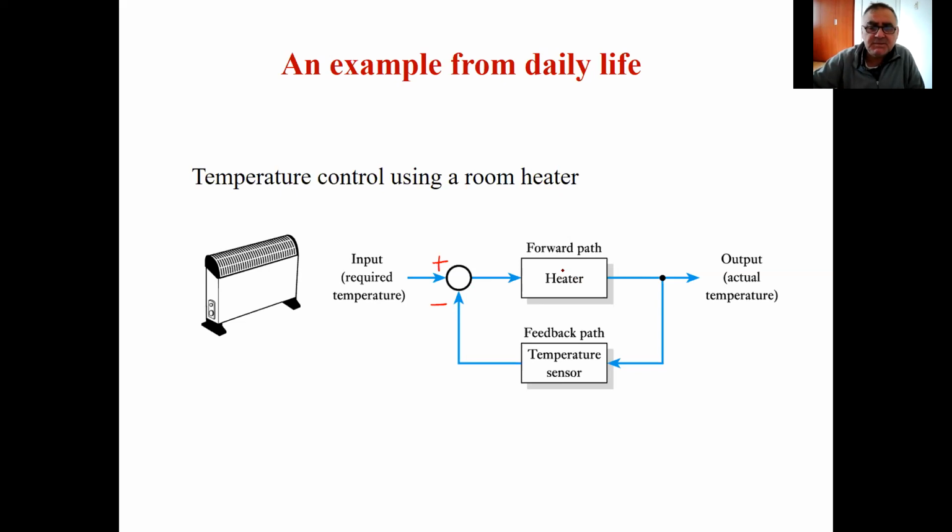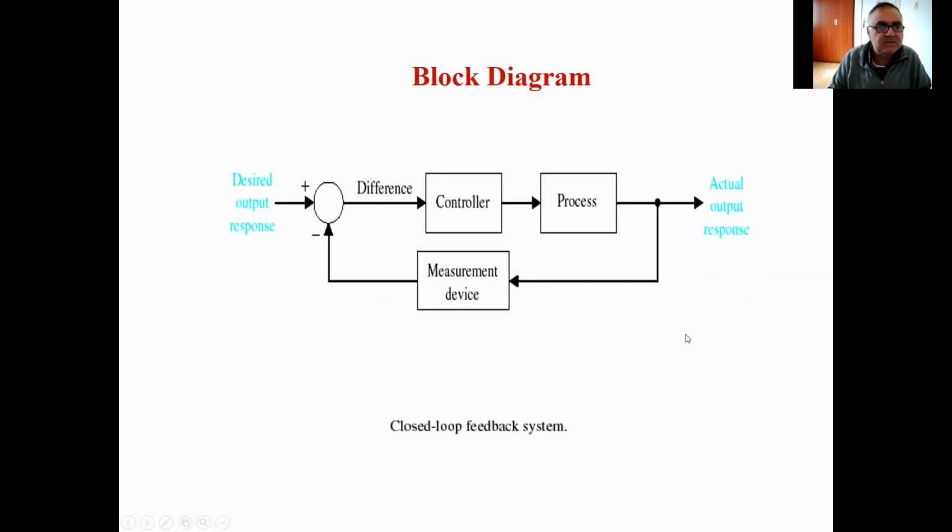But the main thing is, here we have a feedback loop. This is the forward path, and this is the feedback path. In the feedback path, we have a sensor. The sensor measures the temperature and compares it with the input to the system. So this is a very basic control system, which is commonly used in daily applications.